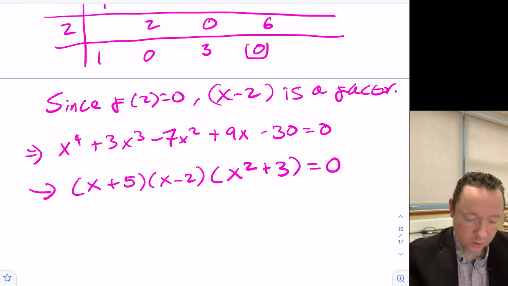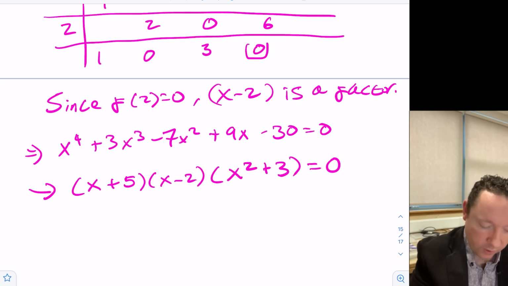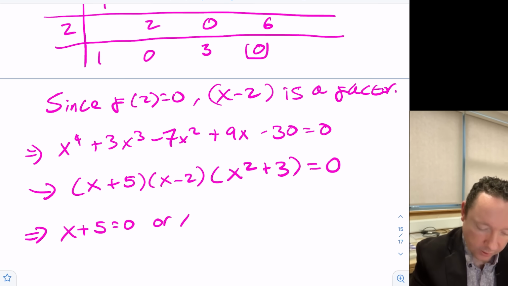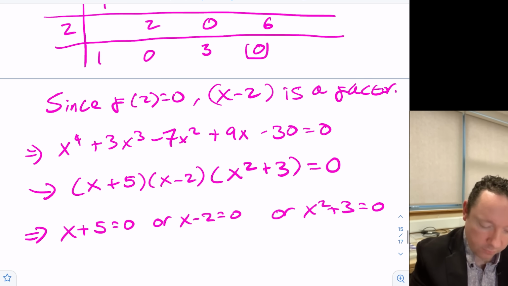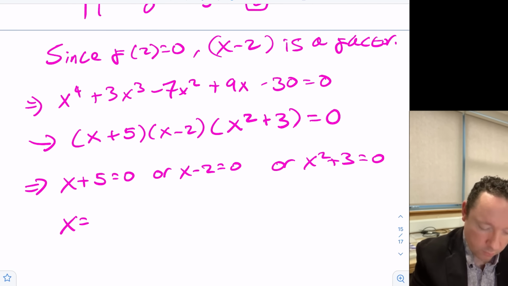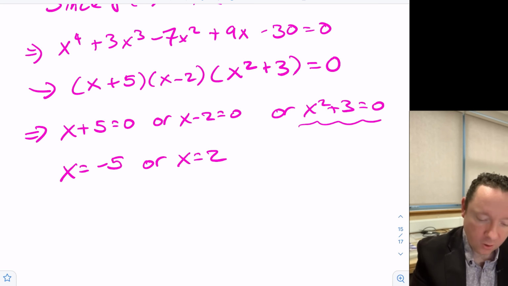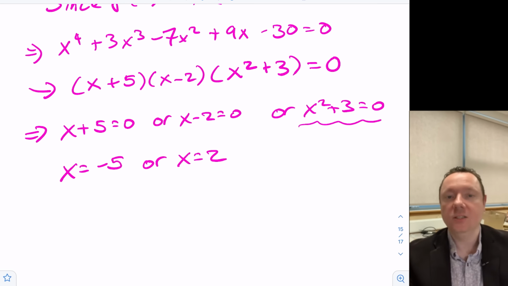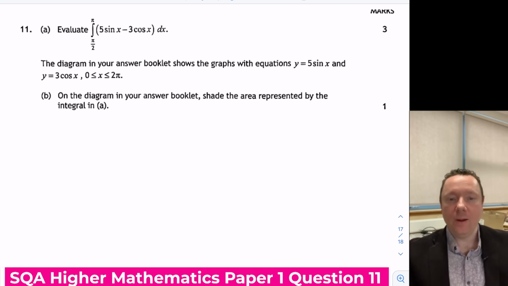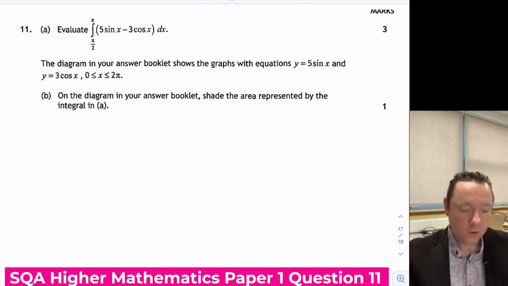Now we need to solve it, so each factor becomes equal to 0. That implies that x plus 5 equals 0, or x minus 2 equals 0, or we could say x squared plus 3 equals 0. The first one gives us x equals minus 5, the second x equals 2, and this one, no solutions, because if you take it over to the other side, you get x squared equals minus 3, and you can't square to get a negative number.